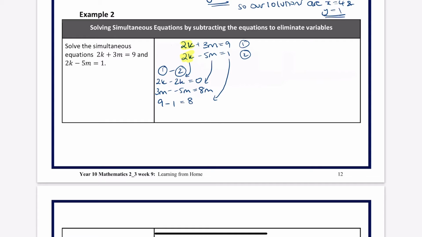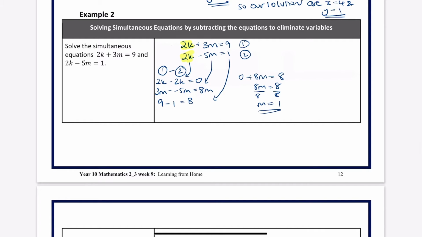Now, the order matters in this case, especially with this minus, so just be careful. Now putting those two together, we have 0 on this side plus 8m equals our 8 on the other side. We do not need to worry about that 0 plus. So this will be 8m equals 8, and we're going to solve for m. Divide both sides by 8, m will equal 1. So m equals 1 here.